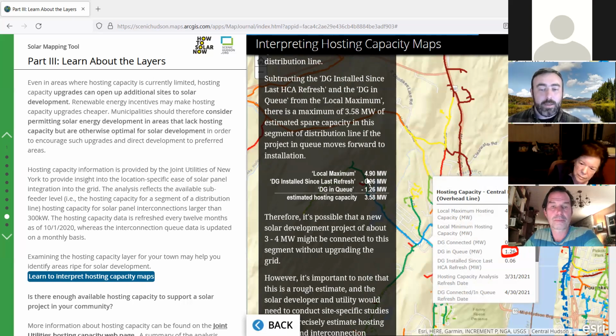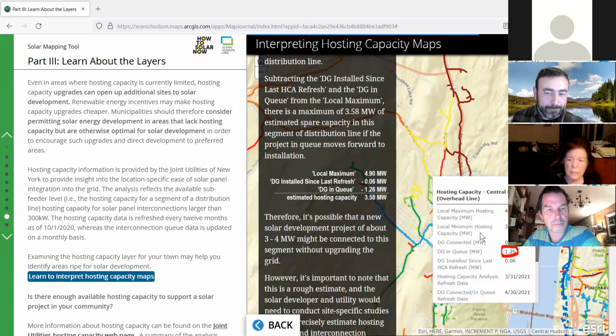I'm going to look at the local maximum. I'm going to subtract the distributed generation added since the last time they did the analysis. And then I'm going to just subtract what's already in queue. Somebody's already gotten approval to add 1.26 megawatts. So the maximum solar that I'm going to fit on here without upgrades is going to be something like 3.5 megawatts. Now that was maximum. I could have done it with the minimum number instead.